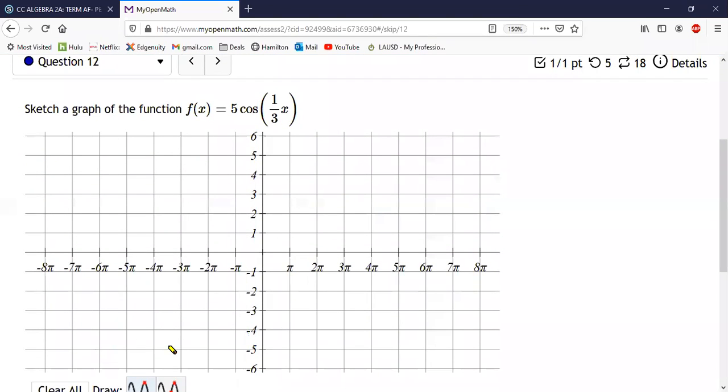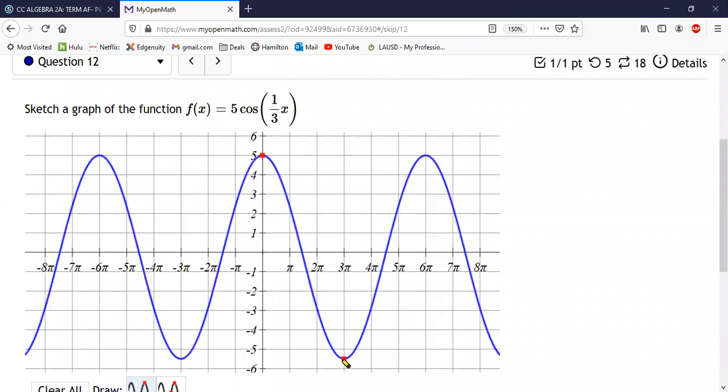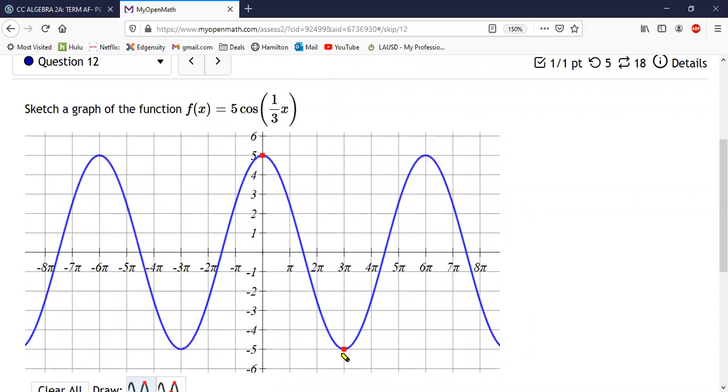So now it's a positive 5 up here. And our B value is exactly the same as we said before. The period is going to be 6 pi, so I'm going to end up stopping my graph at 6 pi. So amplitude is up 5, down 5.